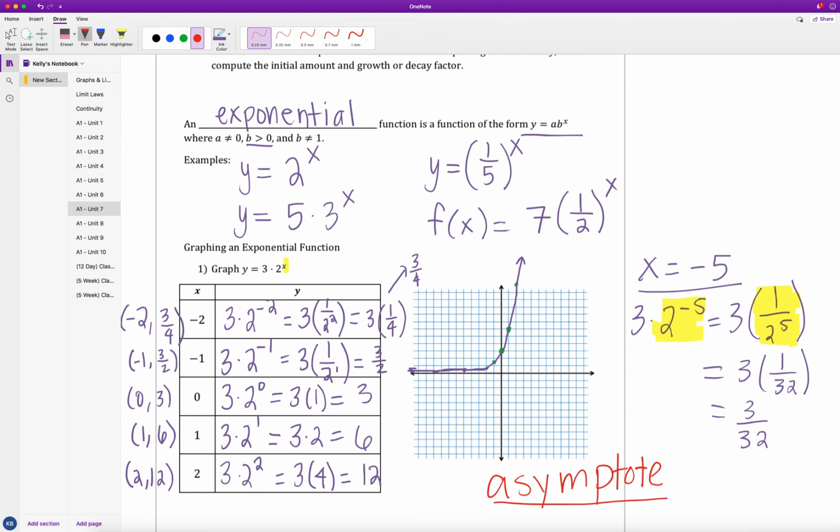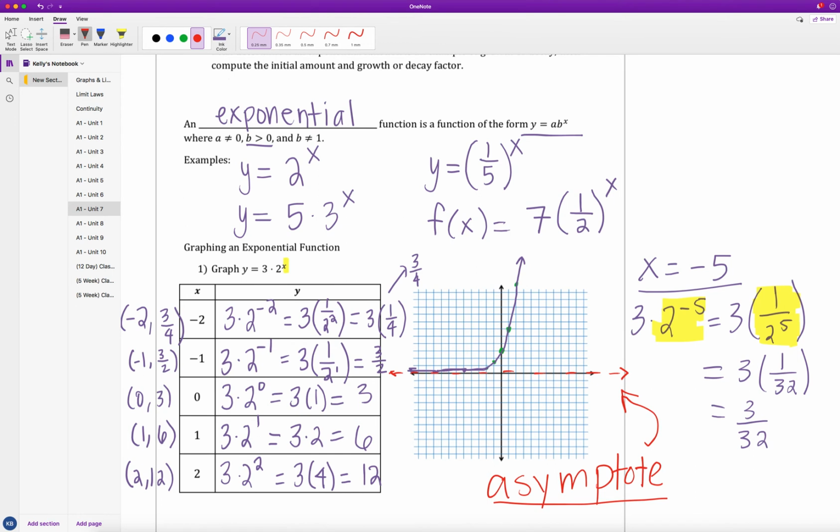So an asymptote is a line on a graph that the graph never touches or crosses. So here we have what we call a horizontal asymptote on the x-axis. So in this case, we have an asymptote right there. If you've ever seen graphs with dotted lines drawn on them, those represent asymptotes.